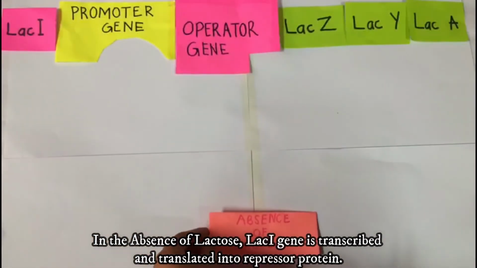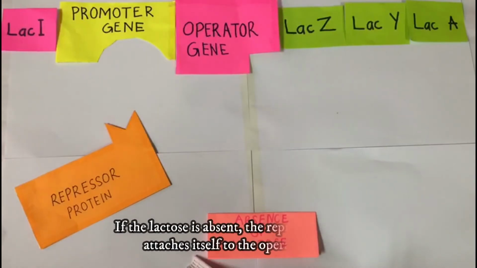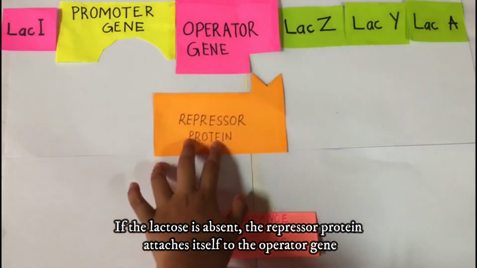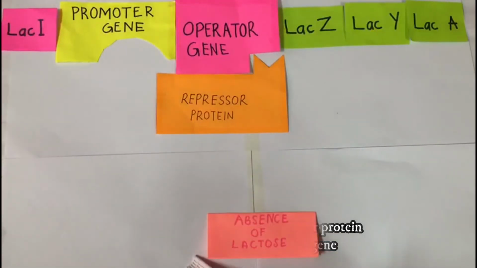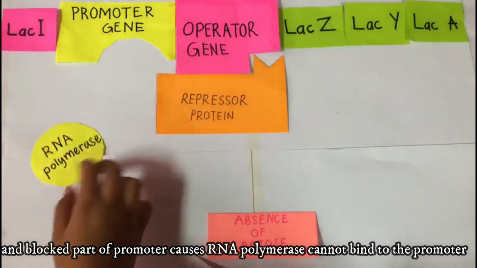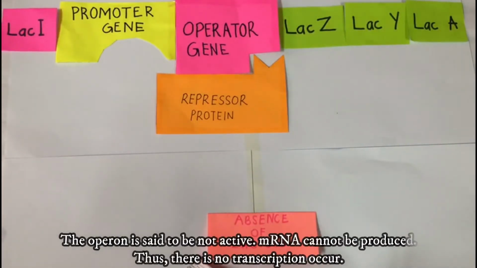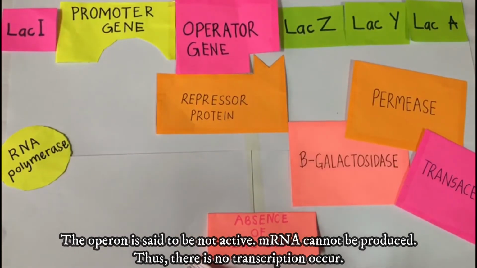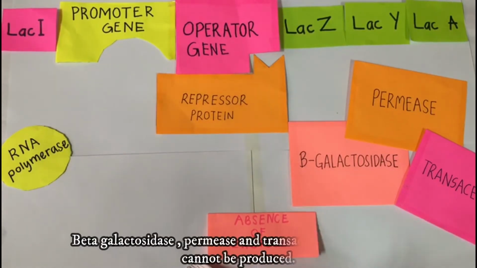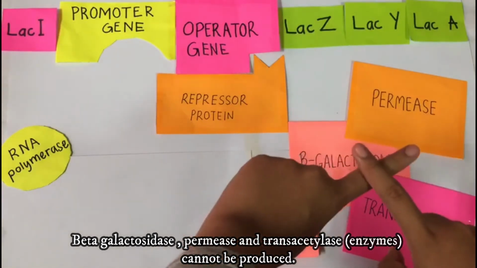Absence of lactose. In the absence of lactose, lac-I is transcribed and translated into the repressor protein. If the lactose is absent, the repressor protein will attach to the operator gene and block part of the promoter, which causes the RNA polymerase to be unable to bind to the promoter. The operon is said to be not active. mRNA cannot be produced, thus no transcription occurs. Beta-galactosidase, permease, and transacetylase cannot be produced.